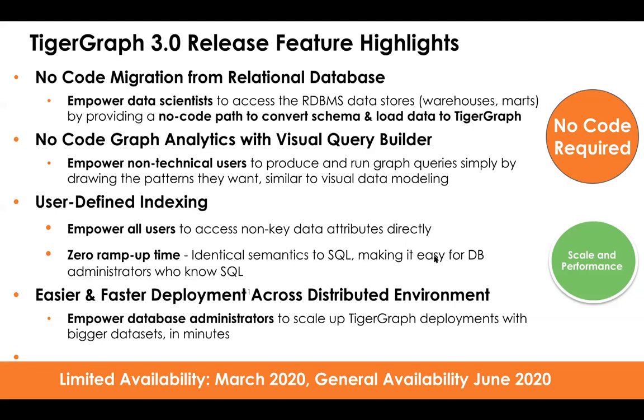Now, next, the key feature we have is user-defined indexing. This is a very powerful performance feature that basically allows users to access key data attributes directly. What that means is when we build a vertex, there is a primary key column, and so the index is based on that primary key access. Now, if your query pattern requires an alternate attribute to be used in the query, you typically require a full vertex scan, which can be performance consuming.